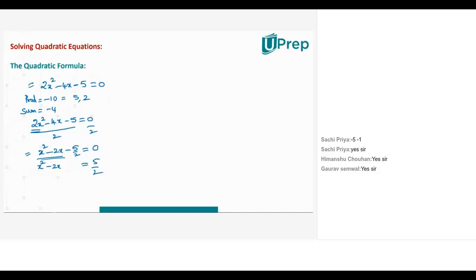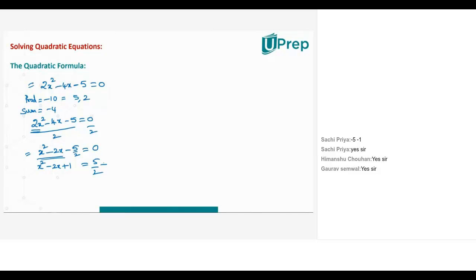Are you getting what I am asking? On the left hand side I am having x square minus 2x. Forget about what is there on the right hand side. Some number 5 by 2 is there, which I know, 2.5. What is my question is, how much should be there on the left hand side to make it as a perfect square? Something is missing. Do you have any idea what should be there on the left hand side so that I get a perfect square on the left hand side?